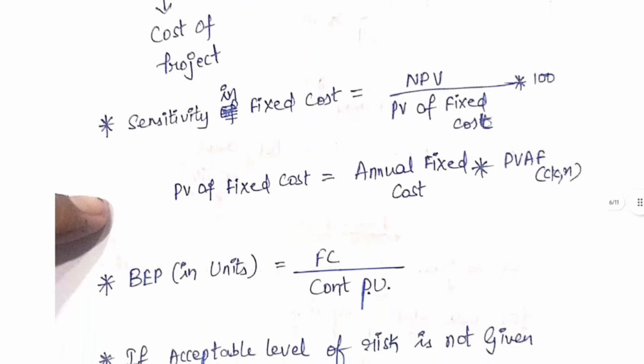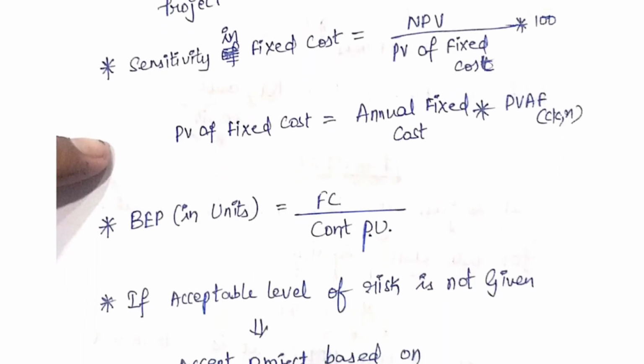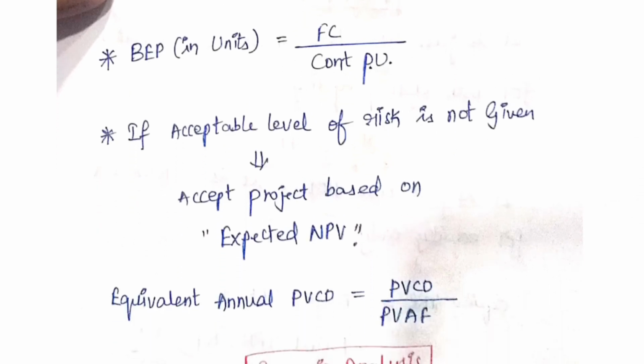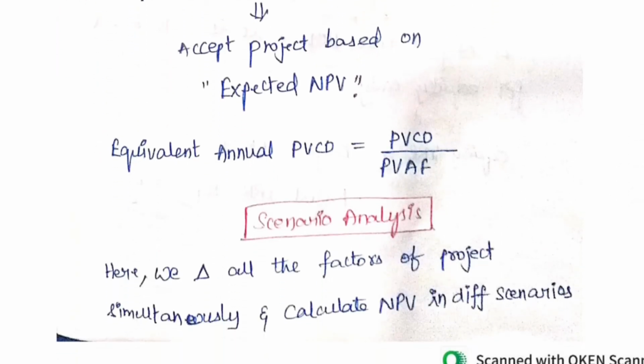Sensitivity in fixed cost equals NPV divided by present value of fixed cost, into 100. Present value of fixed cost equals annual fixed cost into present value annuity factor at the rate of cost of capital for n years. Break-even point in units equals fixed cost divided by contribution per unit. If acceptable level of risk is not given, accept project based on expected NPV. Equivalent annual present value cash outflows equals present value cash outflows divided by present value annuity factor.